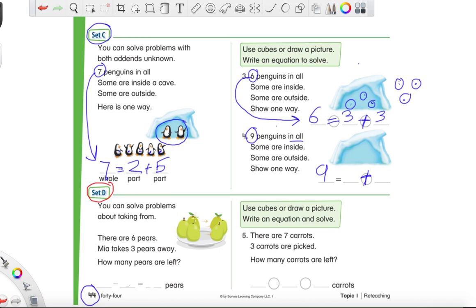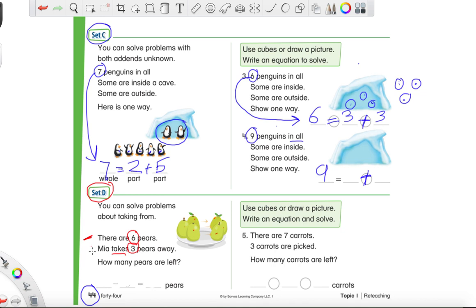So there are 6 pairs. We have a picture with 6 pairs. 1, 2, 3, 4, 5, and 6. Mia takes 3 pairs away. How many pairs are left? So let's go back and circle the important numbers. There are 6 pairs. They're telling us the total. This is our big number. Then Mia takes 3. When we see words like takes, that means we're going to subtract.